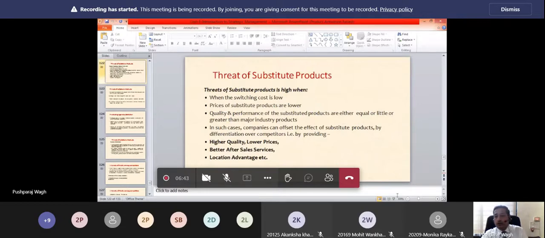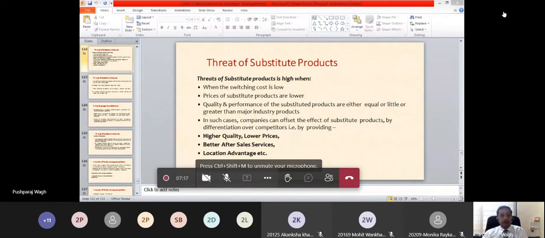So when that threat is high, when the switching cost from one product to another product is low, then the threat of substitution is very high. We'll see such examples in the next slide. Prices of substitute products are lower. If the substitute product has a lower price, then customers can easily purchase that product which is priced low.